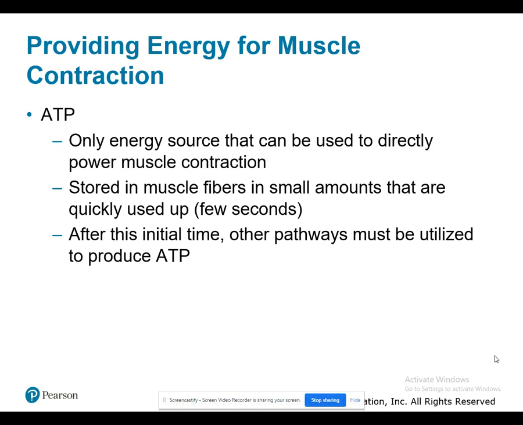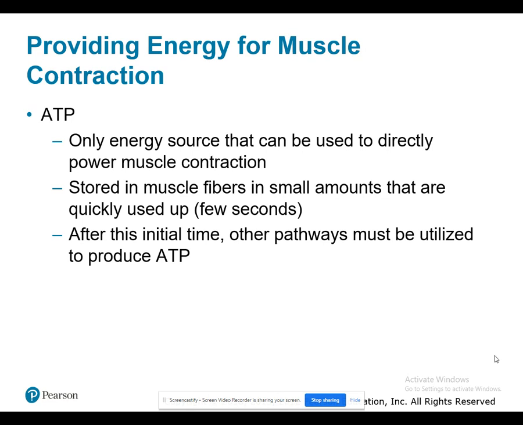So let's get started. ATP, hopefully you know, is made by mitochondria. It's also made in a lot of other forms, is the energy that powers our cells. It's the only energy source that can be used directly to power muscle contraction. ATP is stored in muscle fibers in pretty small amounts, and typically whenever we're doing muscle contractions, they're used up very quickly within just a few seconds. And after this initial few seconds, other pathways have to be utilized to produce more ATP.